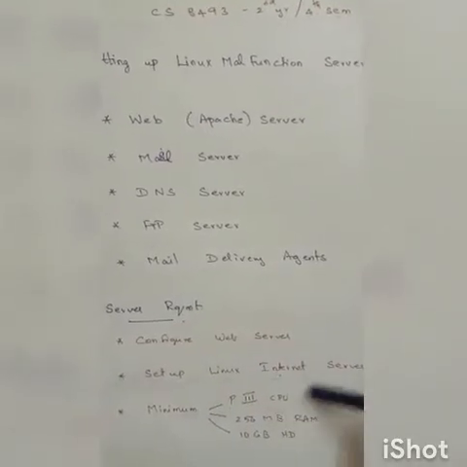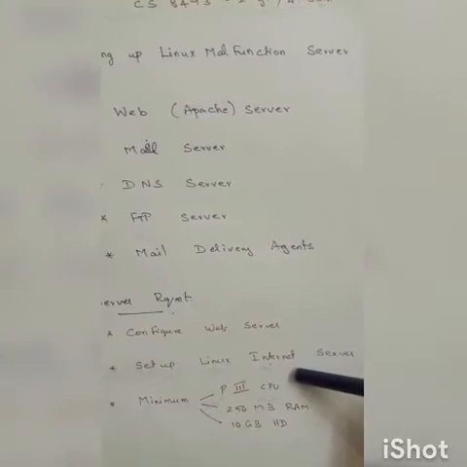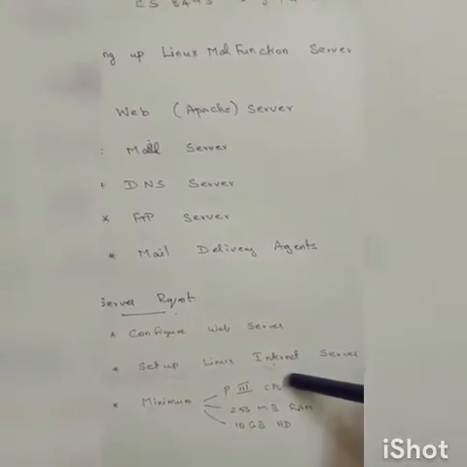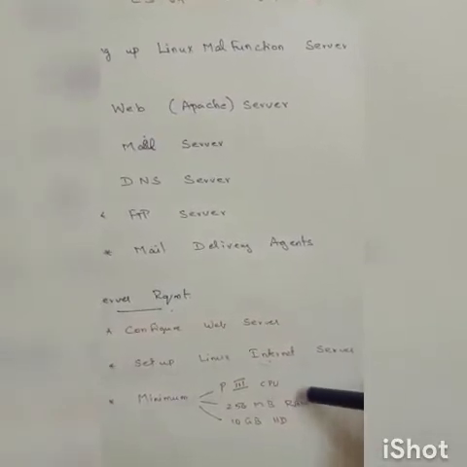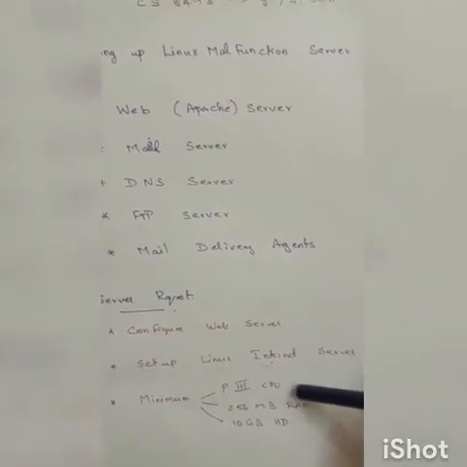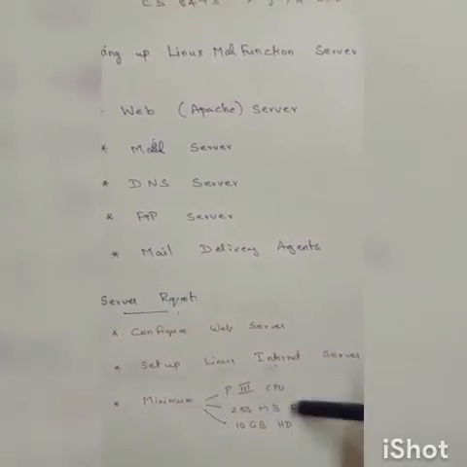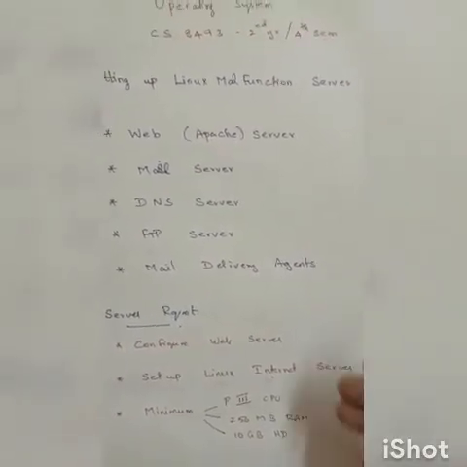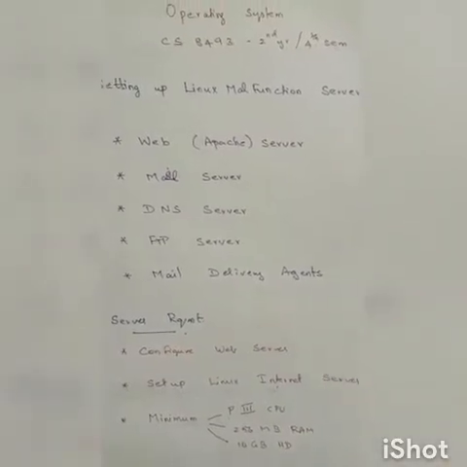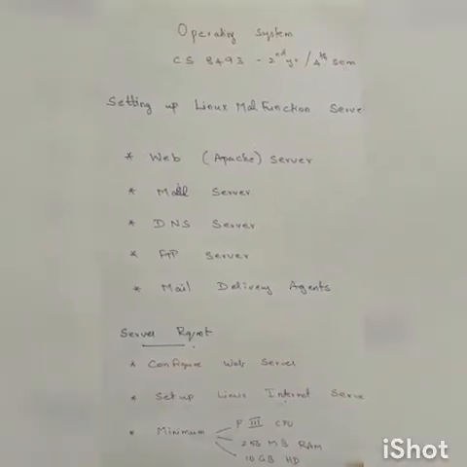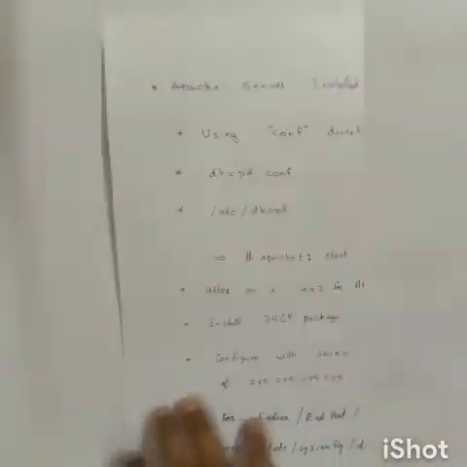So I need to have a Pentium 3 processor with 256 MB of RAM. This is a basic one, so 256 MB is fine, and then a 10 GB hard disk is more than enough. Okay, so I need all these three to have a machine which can run as a server. And now we go to our Apache server installation.